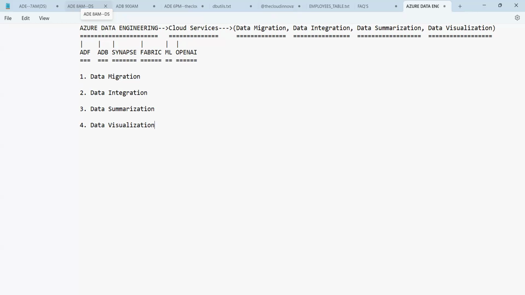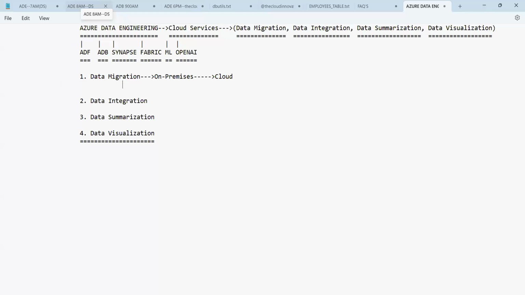Okay. So these are all the jobs we can perform. As already discussed yesterday, what is migration? What is data migration? Whenever you want to move the data from an on-premises system to the cloud, that means from your local machine to a cloud.